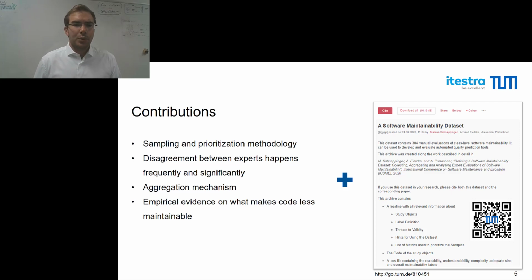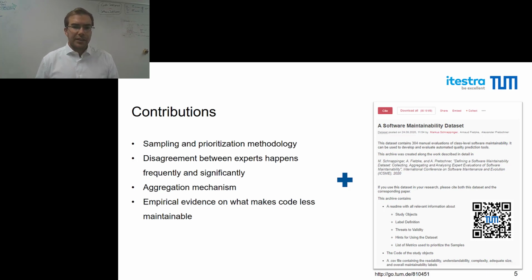Like I already explained, we came up with a sampling and prioritization methodology how to select the code that we're going to present. Then one insight is that experts indeed disagree, and they disagree frequently and significantly. So to overcome this dissent, we apply a mechanism that determines the most reliable experts and provides them with more weight. We also analyze the rating of the experts and report what they took into account during their assessment.